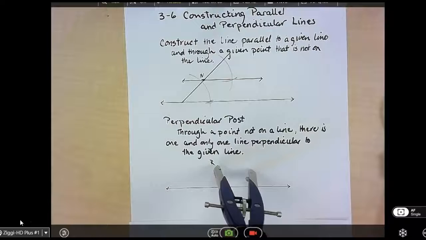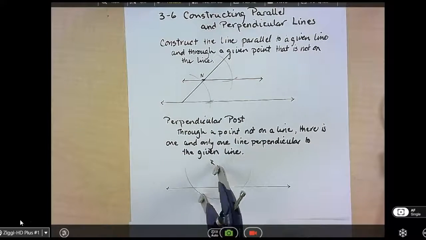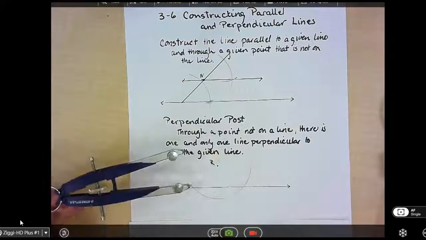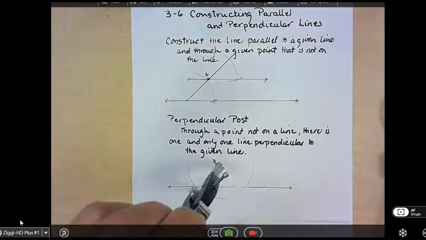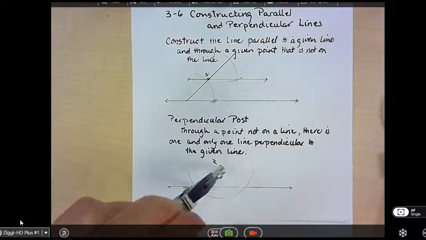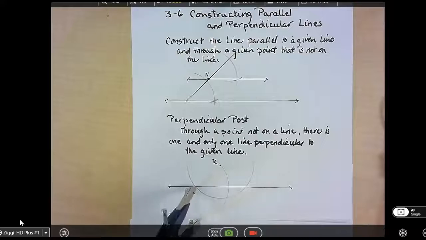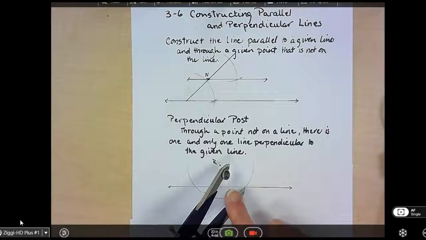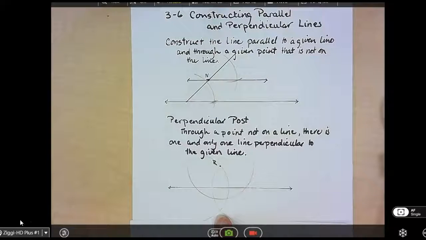Now I scribe my arc. And I have now 2 endpoints. I go from those endpoints. Again, to do perpendicular, I want to be greater than half. That's greater than half. So I scribe my arc. Scribe my arc again. The main thing you want to do is make sure you're connecting below your point.